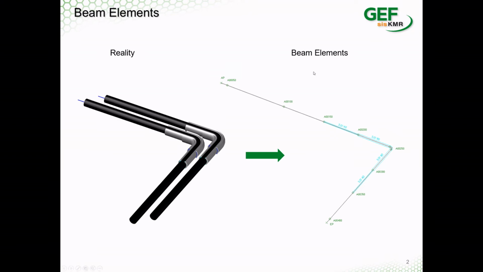And you can easily see that we distinguish here between lines and points, or nodes, that connect all the sections. So these points are objects and the sections are objects.